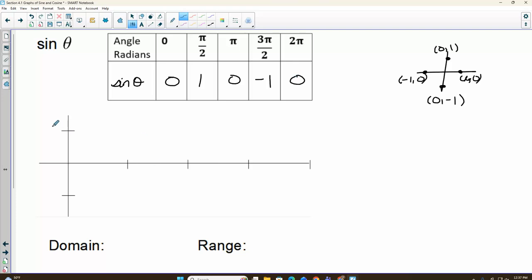Okay, so on my y value, my high point is 1, my low point is -1. The x-axis is going to be my angles. So we had 0, pi over 2, pi, 3 pi over 2, and 2 pi. Okay, so if I'm plotting these points, sine of 0 is 0. Sine of pi over 2 is 1. Pi is 0. 3 pi over 2 is -1. 2 pi is 0.